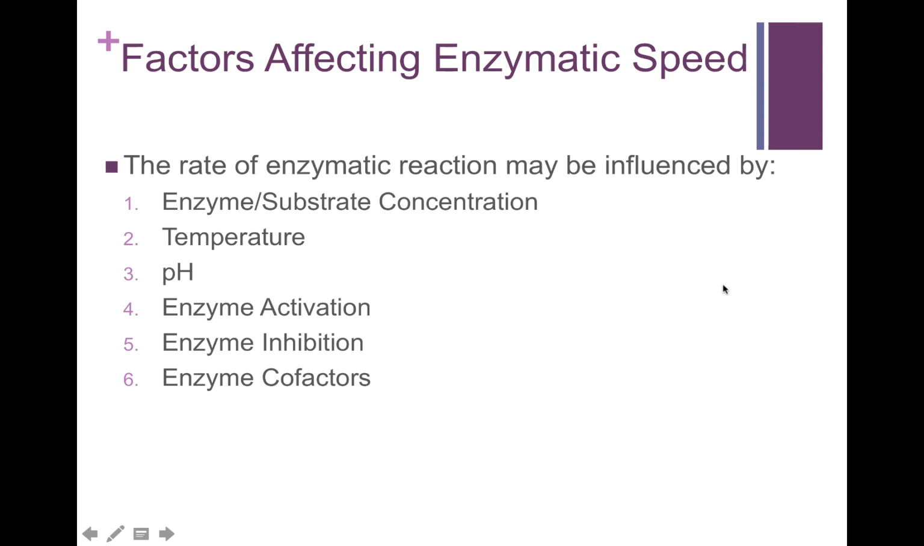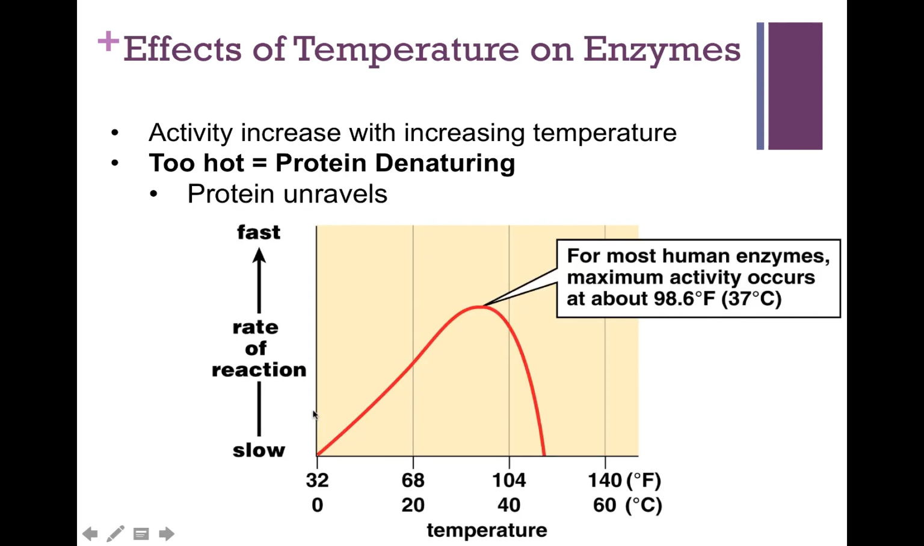The enzyme and substrate concentration. In other words, how much enzyme is in the test tube, how much substrate is in the test tube. Temperature. Anytime you increase temperature, you're going to increase enzyme activity. pH. pH is very important. These are some of the main factors. And then some enzymes have to be activated, some enzymes are inhibited, and some enzymes require something called a cofactor or coenzyme.